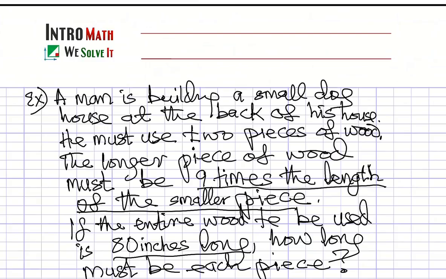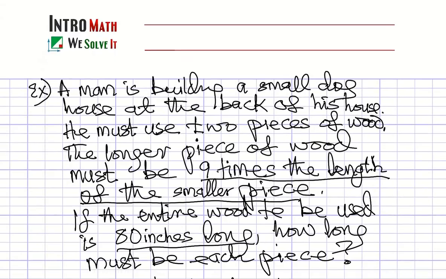Okay, let's look at this example. It says a man is building a small doghouse at the back of his house. He must use 2 pieces of wood. The longer piece of wood must be 9 times the length of the smaller piece. If the entire wood to be used is 80 inches long, how long must each piece be?